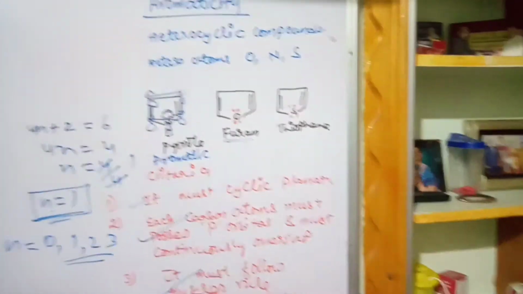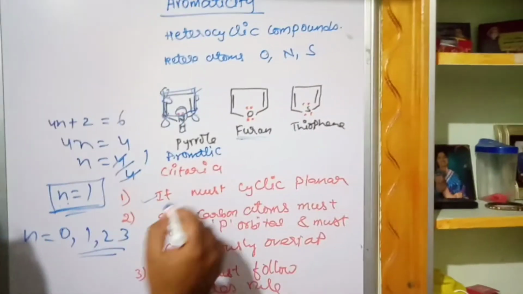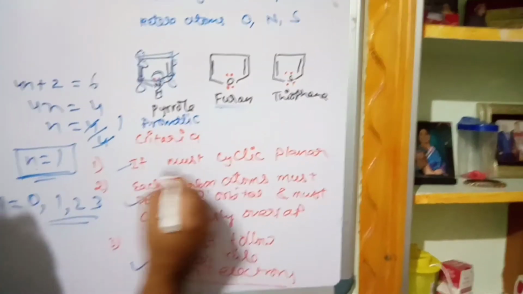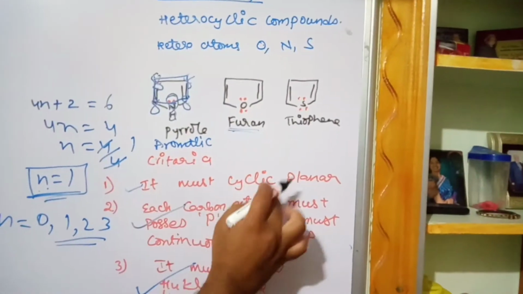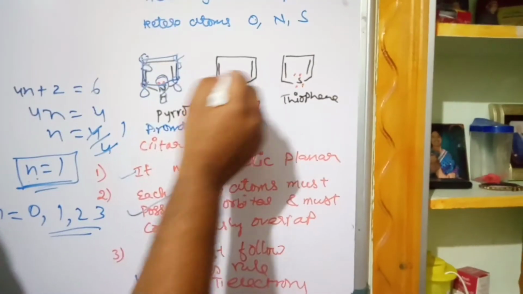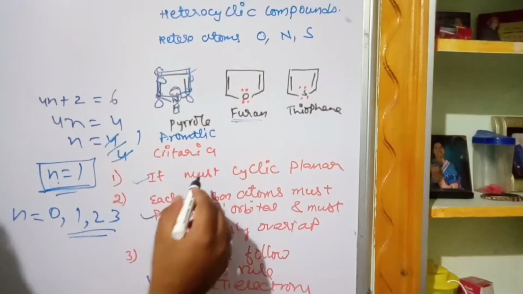Now let us discuss furan. Furan is also cyclic and planar. I will denote it with a different marker. The first criterion we will examine: it must be cyclic and planar. It is a cyclic 5-membered ring containing oxygen, and it is planar.